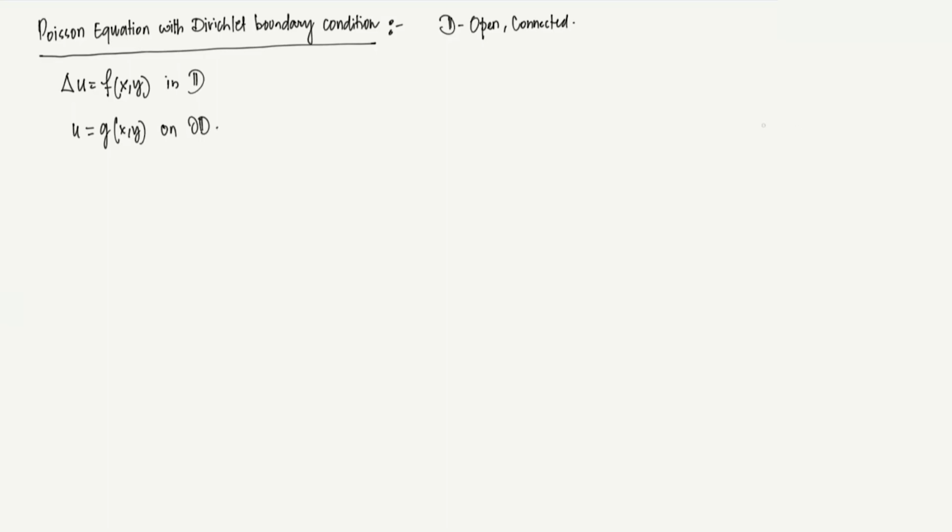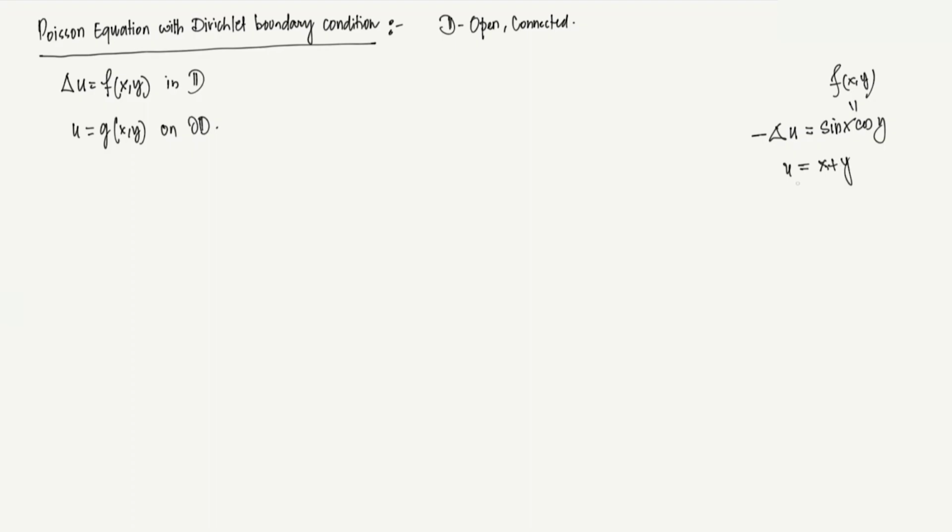Let's say I give you this problem: Laplacian of u equals something, let's say sine of x cosine y. This is your f of x y in this case. And it may happen that you are given some boundary data. What is the boundary data in this case? Let's say it is x plus y, x plus y on the boundary.